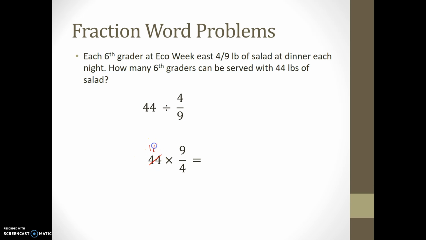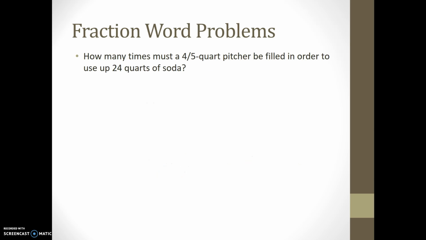And check that out. We can cross cancel right there and there. So now we have 11 times 9, and then 1 in the denominator. You can imagine that as 44 over 1. So we end up with 99 6th graders. Okay, same kind of problem. How many times must a 4/5 quart pitcher be filled in order to use up 24 quarts of water? This is a really strangely worded question, but that's okay.